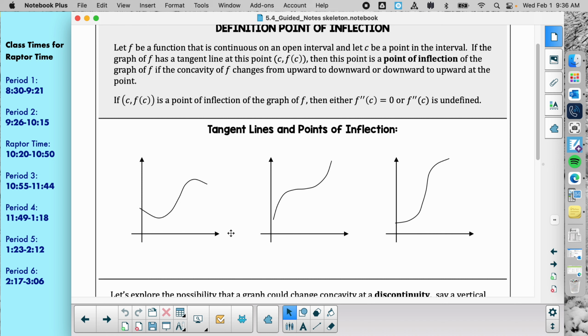Concavity is the correct word, and I think for whatever reason, a lot of people just understand curvature probably better. But that's what the second derivative tells us.